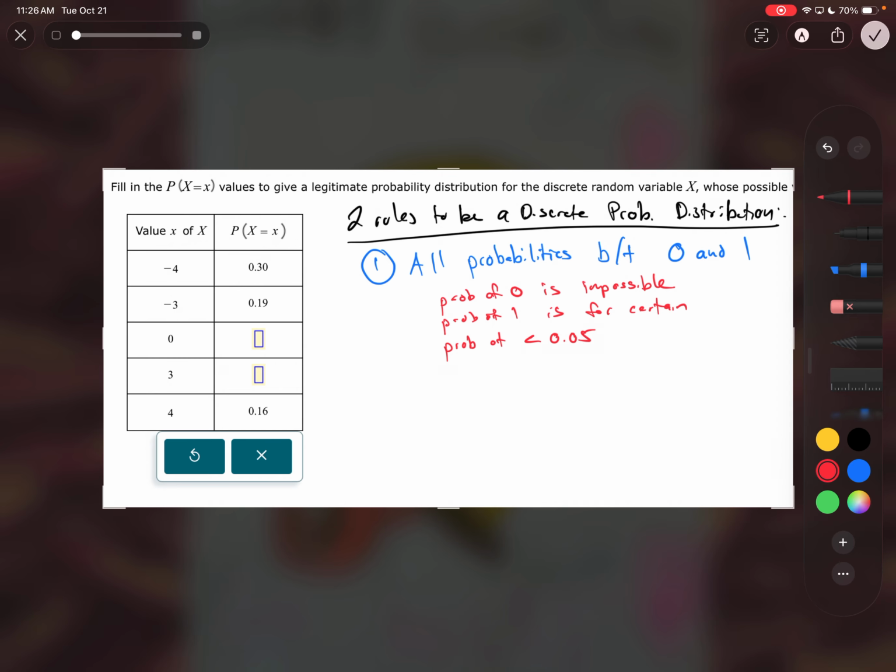Another quick side note here. Anything less than 5%, they use the word unusual. I don't think you ever see that in these topics, but just in case. So anything less than 5%, they would consider unusual.